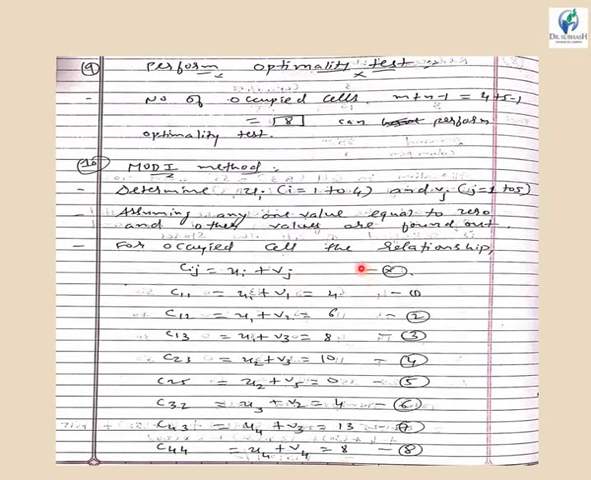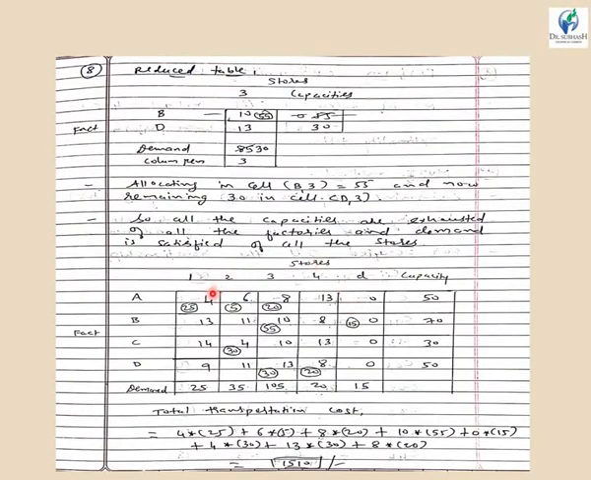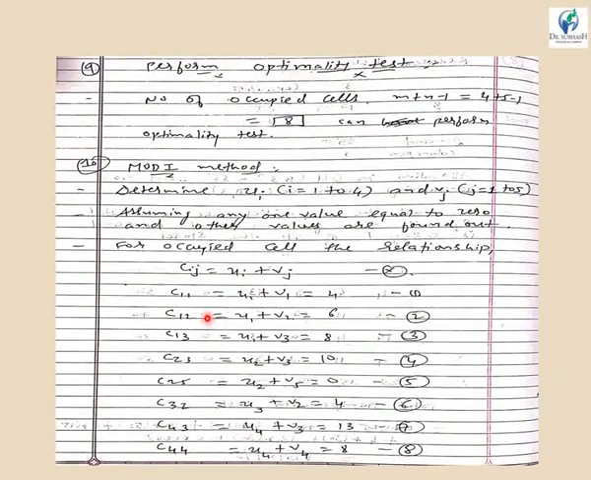This is the general equation, and I am naming it as equation x. So now all the occupied cells: C11 is equal to U1 plus V1 is equal to 4. So C11 means the unit cost of transportation of the occupied cell. Similarly for the occupied cell C12, the unit cost is 6, so it is U1 plus V2 is equal to 6. Similarly for this cell C13, it is U1 plus V3 is equal to 8.